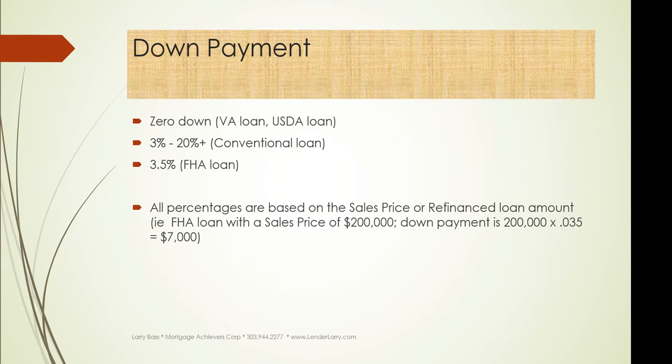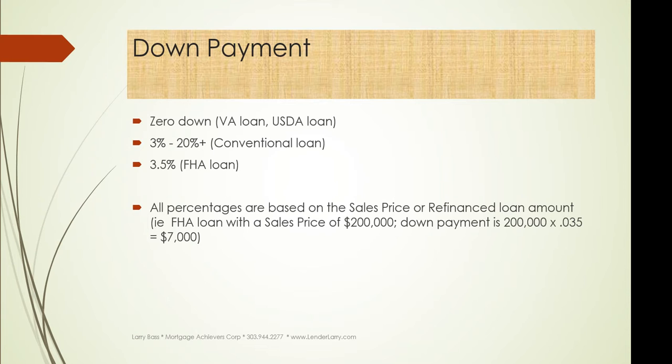Okay, the down payment. As you can see on the slide, I have roughly 3 different types of numbers. The first is zero down, which is a VA loan or a USDA loan. Next we have 3% to 20% or more for a conventional loan, and then finally, which is very common, is an FHA loan, which requires 3.5% down. So you can see my illustration. The way it works is the down payment is based on the sales price. So if you're buying a home or property for $200,000, obviously zero down means you're getting a loan for $200,000.